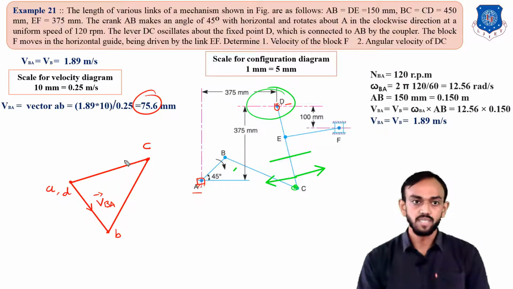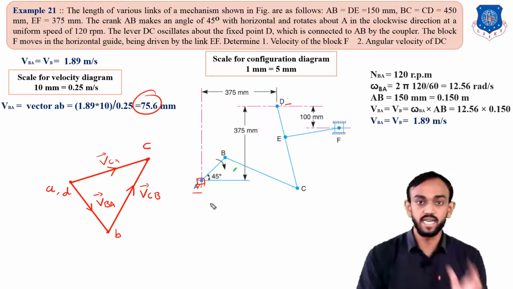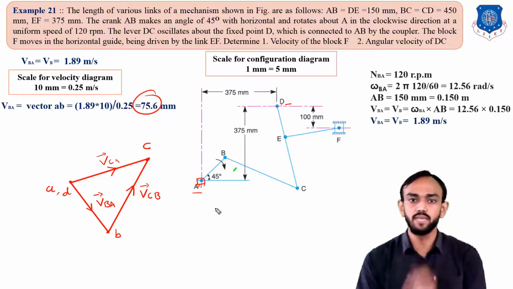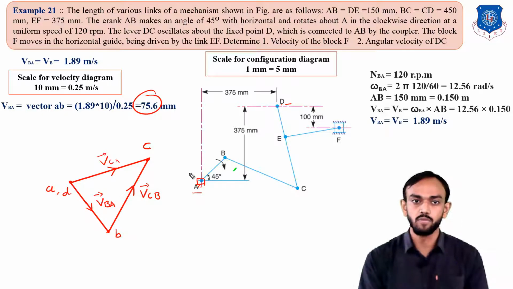So you can see this vector is the velocity of C with respect to A, and this BC line is the velocity of C with respect to B. So one by one, we have to locate every point in the velocity diagram. Whatever points they give in a space diagram, we have to find in the velocity diagram. So we have found the A point, B point, C point and D point.